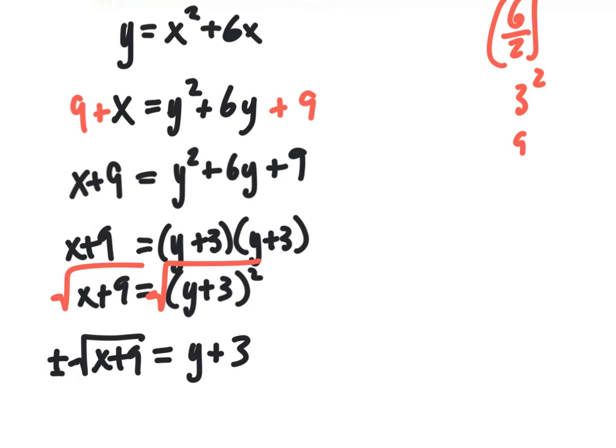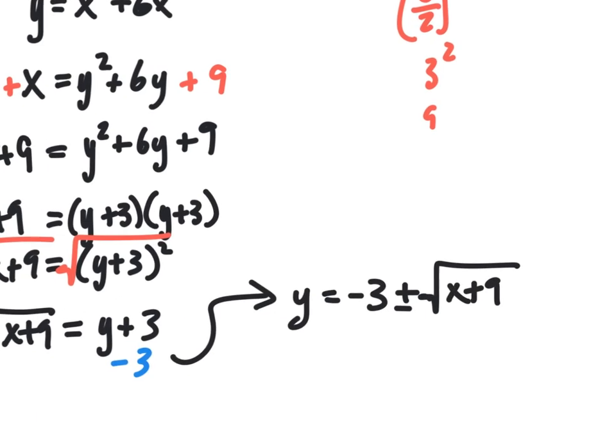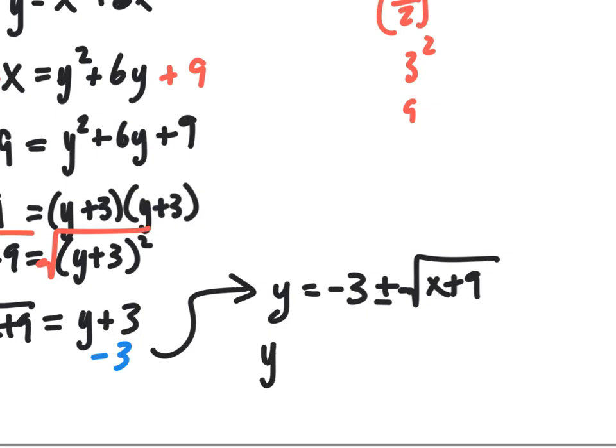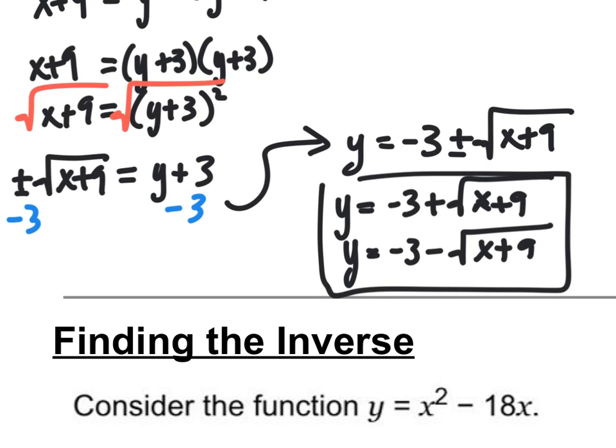From here I can subtract a 3 from both sides. So I end up getting that y is equal to negative 3 plus or minus the square root of x plus 9. You can look at this a number of ways. This is really just y equals negative 3 plus the square root of x plus 9, and y equals negative 3 minus the square root of x plus 9. And that's it. That's what we're looking for.